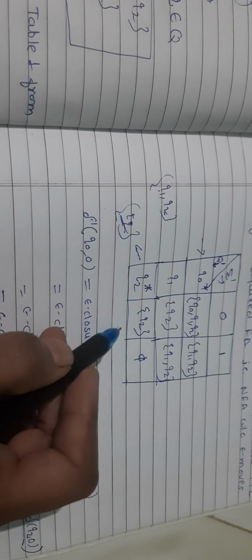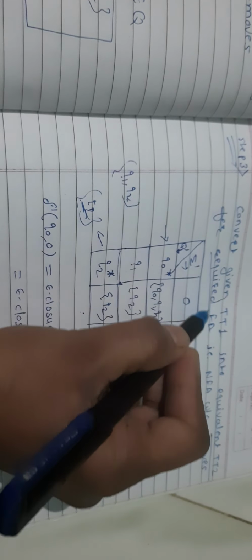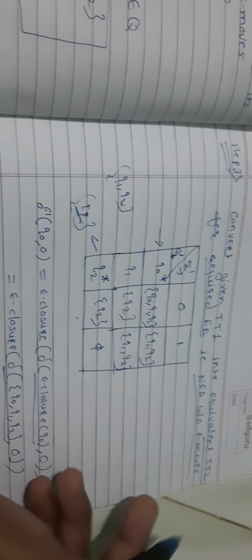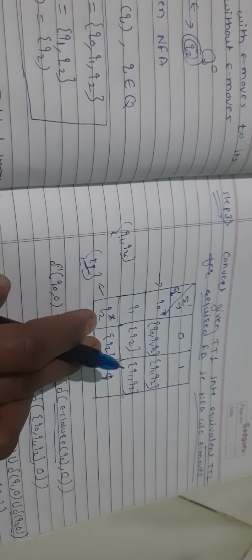Then after this, this is the transition table 2 for the required FA, that is nothing but the NFA without epsilon moves. Now the next step is to convert this transition table 2 into the equivalent diagram, that is the transition diagram 2. Step 4: obtain transition diagram 2 from the above table 2.